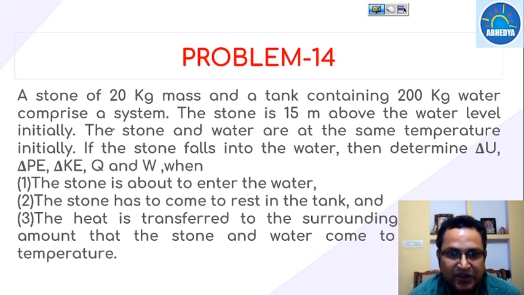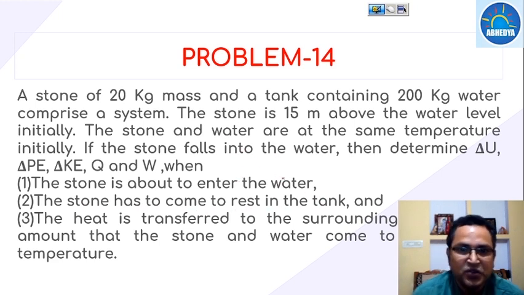This is again a very good problem. A stone of 20 kg mass and a tank containing 200 kg of water comprises a system. The stone is 15 meter above the water level initially. The stone and water are at the same temperature initially. If the stone falls into the water, then determine delta U, delta K, delta P, Q and W when the stone is about to enter the water. The stone has to come to rest in the tank.